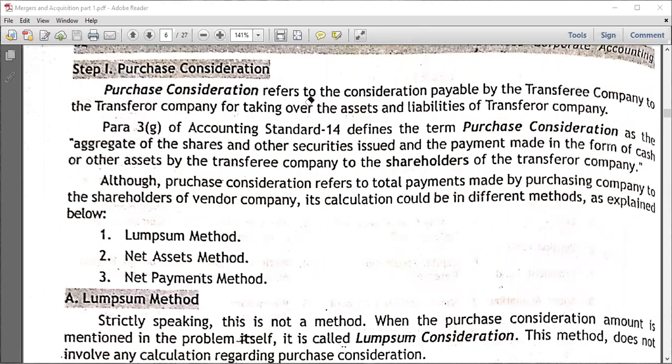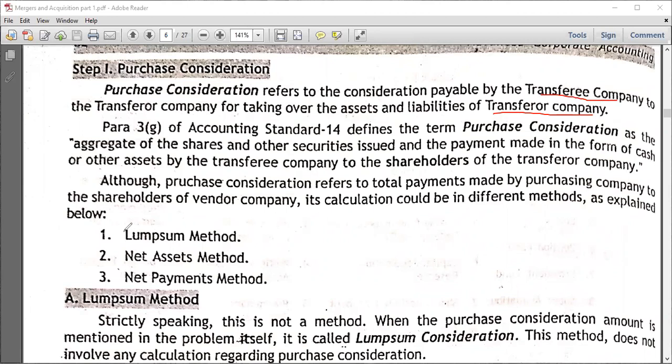First one, what do you mean by purchase consideration? Purchase consideration refers to a consideration payable by the transferring company to the transfer company for taking over the assets and liabilities of transfer company. Please remember, transfer company is nothing but vendor company, and transferring company is nothing but purchasing company.